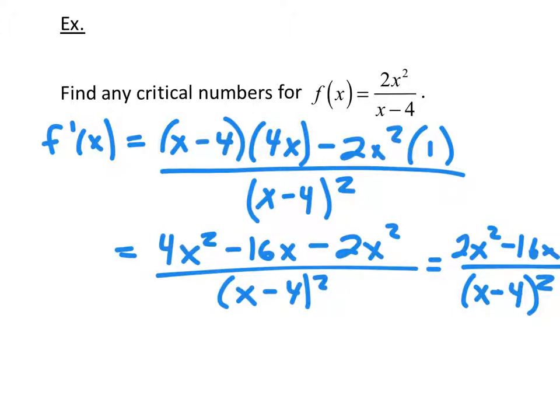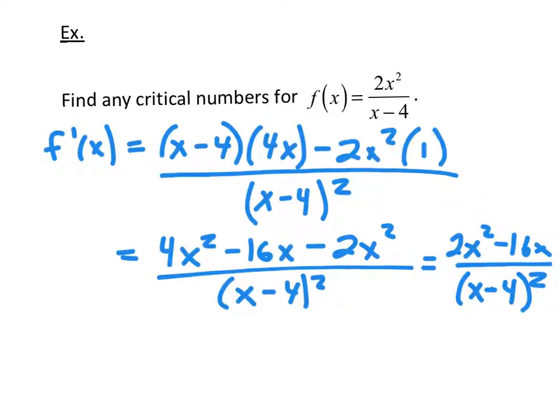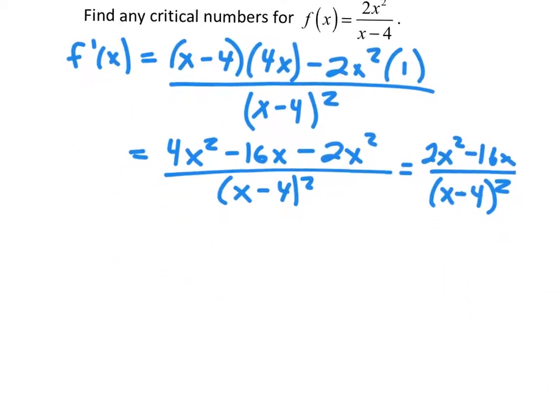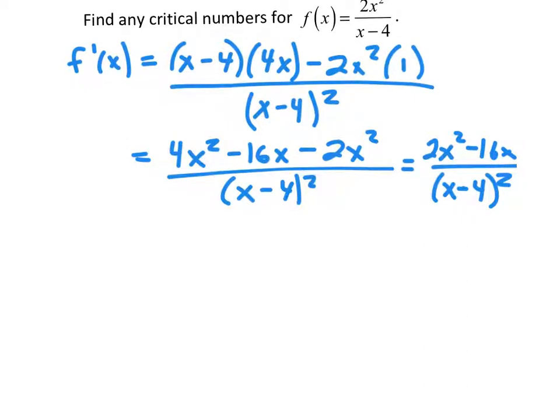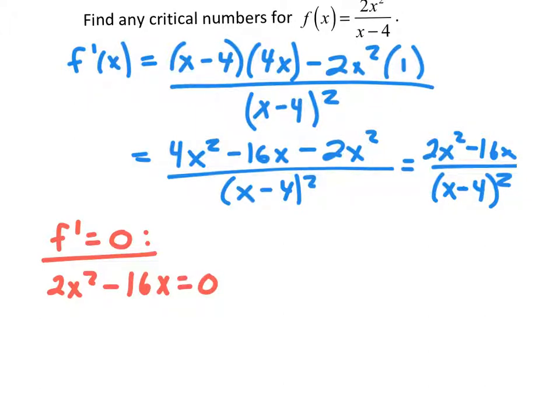Okay, now, the critical numbers come from where this derivative is either equal to 0 or does not exist. Because I have a fraction, it is equal to 0 when my numerator is equal to 0. So if I want to find where f prime is equal to 0, in order to do that, I'm going to set the numerator 2x squared minus 16x equal to 0 and solve for x.